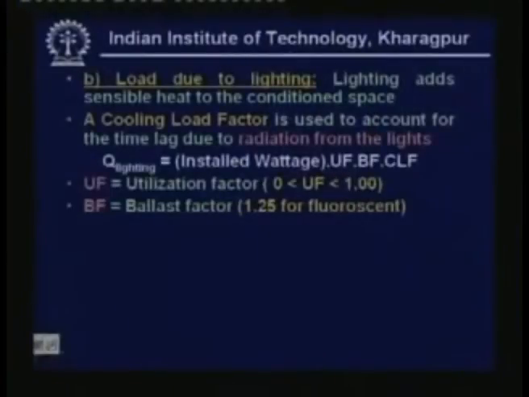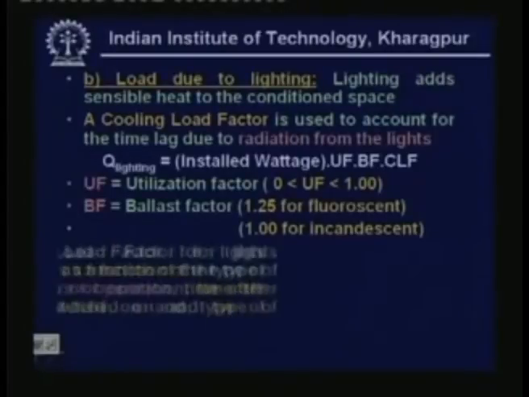Then comes the ballast factor, BF. BF is known as ballast factor, and the ballast factor is 1.25 for fluorescent lamps, and it is 1 for incandescent lamps. That means for the lamps with choke you have to take 25% higher than the rated wattage, whereas for incandescent lamps which do not have any choke, the ballast factor value is 1.